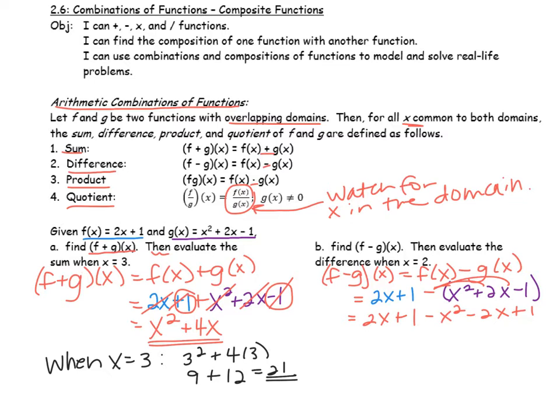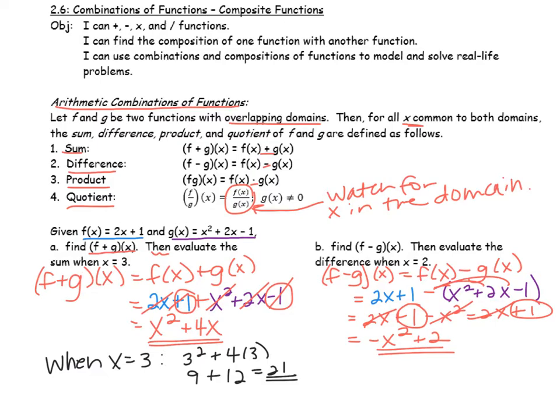Now that we've eliminated the parentheses, combine like terms, we have a negative x squared. A positive 2x and a minus 2x, those actually cancel out as is. And then we have positive 1 and another positive 1, and that would give us plus 2. There's what f minus g of x would simplify to.